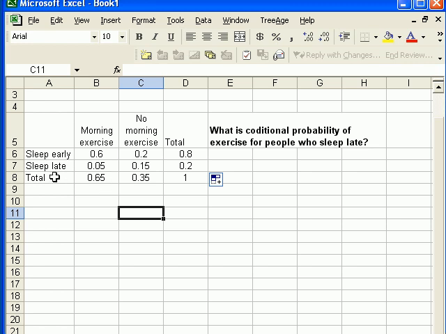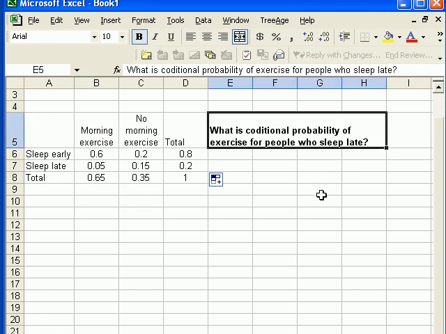Now what it says is that the probability of sleeping early is 80%. 80% of patients sleep early. It says that 65% of patients exercise. So what is the conditional probability of exercise for people who sleep late?